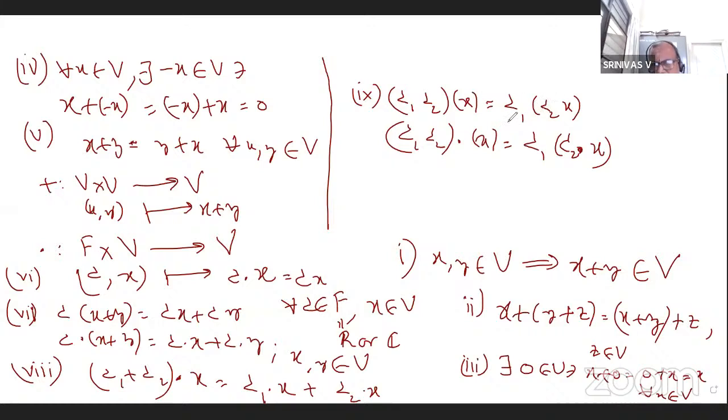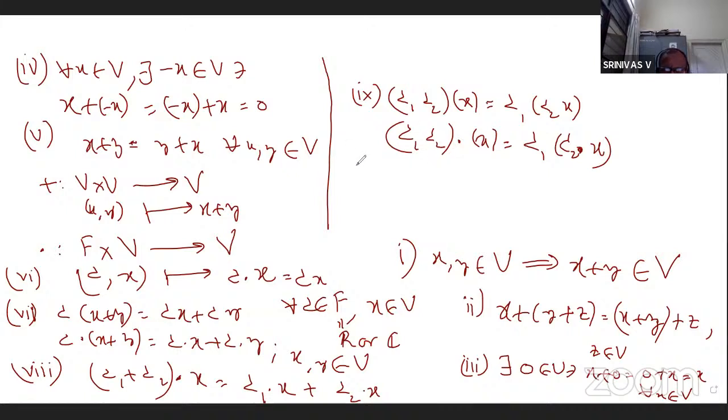A scalar is multiplying a vector, so this again is a vector in V. So if this is also true, it means the order in which you are multiplying x by these scalars is immaterial. The ultimate products are the same. This is a kind of associativity.